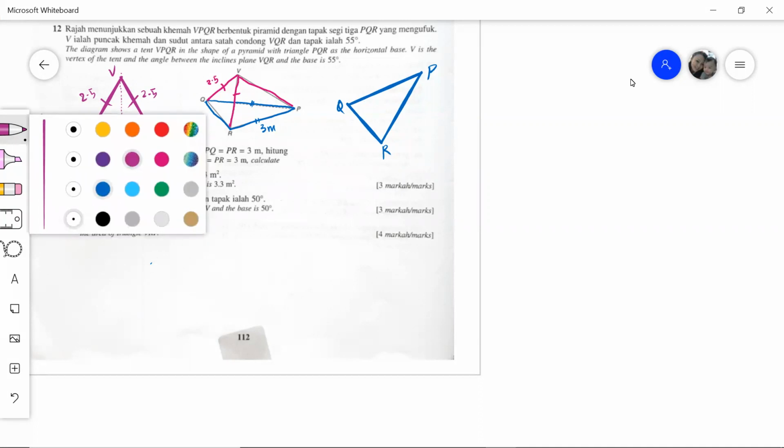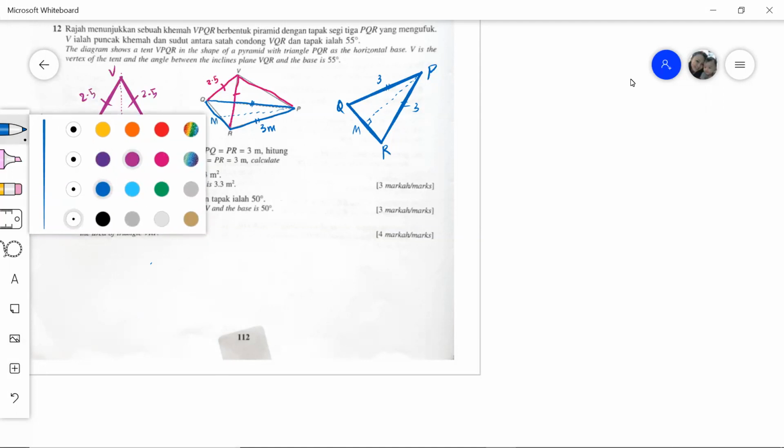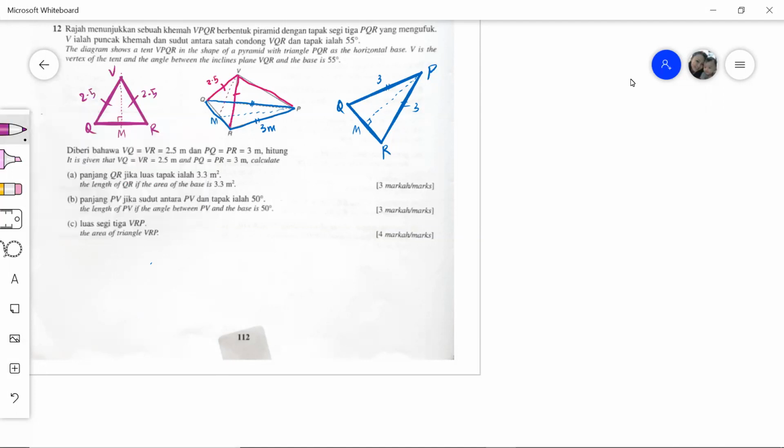And on the other hand, for our triangle PQR, the base, since it's also an isosceles triangle, 3 meter, 3 meter, we also can draw the axis of symmetry, and they will meet at M. So over here, we have M, and from the vertex of V, we will have this one. Now, why do I need to draw this? Because you look at the next information.